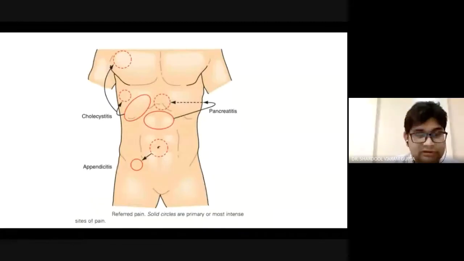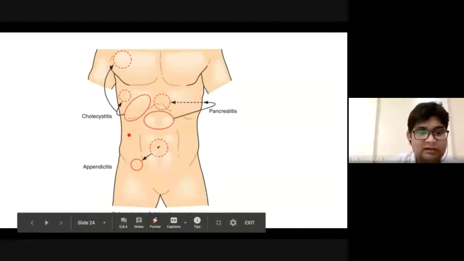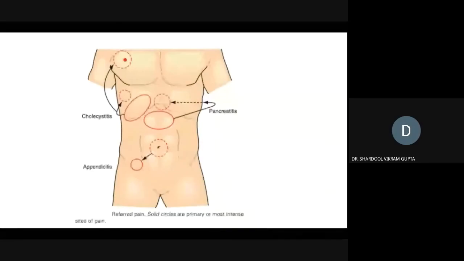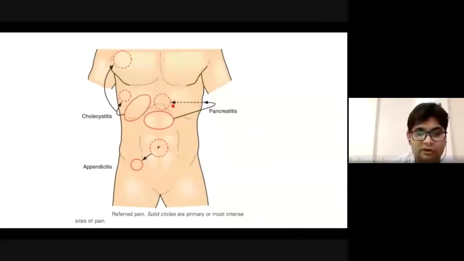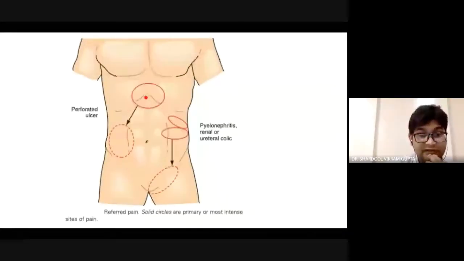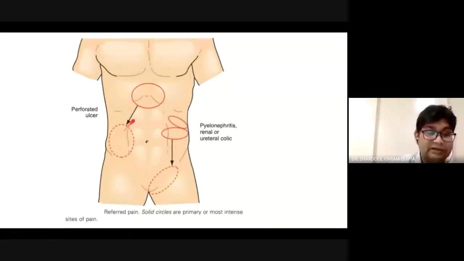So this is the picture showing referral of pain. Some diaphragmatic pathology will refer to the shoulder region, the right shoulder. Appendicitis pain will go towards the back because intraperitoneal fluid trickles along the gutters. Sometimes the perforated ulcer pain is located in the right iliac fossa region, so sometimes there is even a differential diagnosis of perforated ulcer versus acute appendicitis.